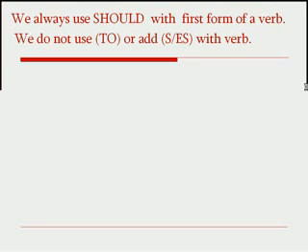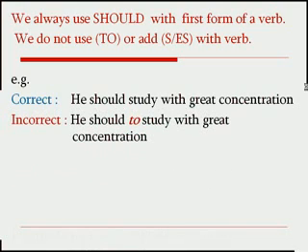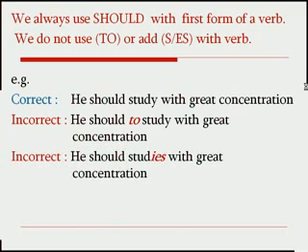For example, the correct form is he should study with great concentration. Here we've used should, and then should is followed by the first form of a verb, which is study, and there is no to, or any s or es with the verb. The incorrect form is he should to study. You cannot say he should to study with great concentration. This thing is wrong.